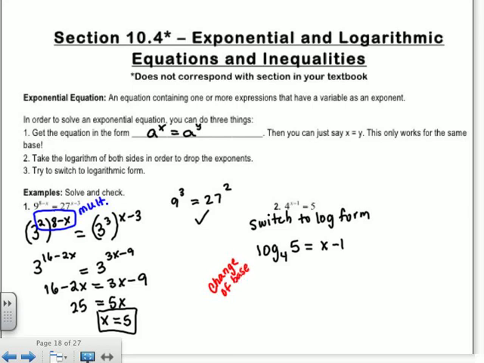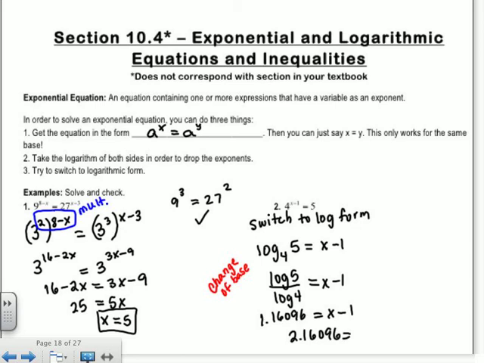So I get log of 5 divided by log of 4 equals x minus 1. So I can find what those are. So do log of 5, and then divide by log of 4. So when I do that, I get 1.16096 equals x minus 1. So I'm just going to add the 1 to both sides.